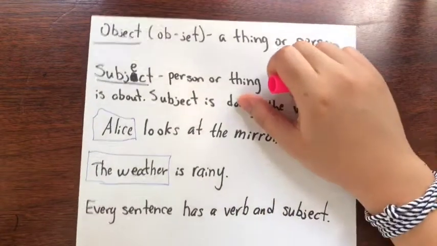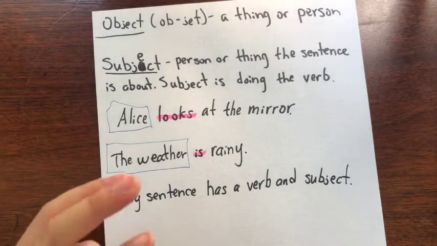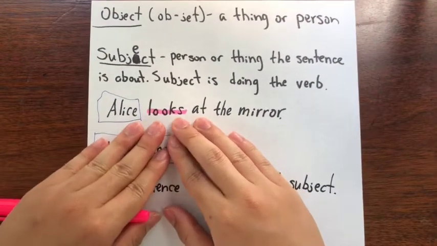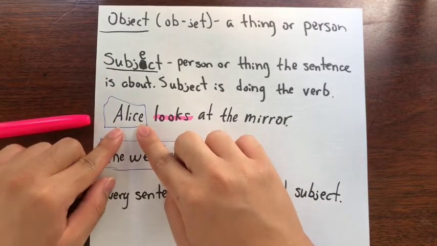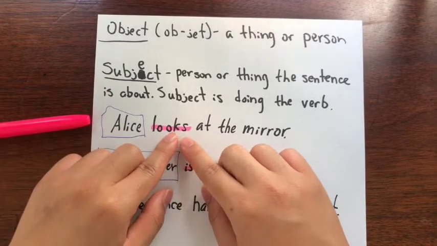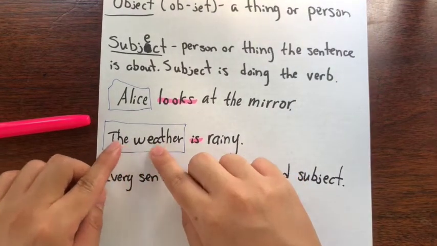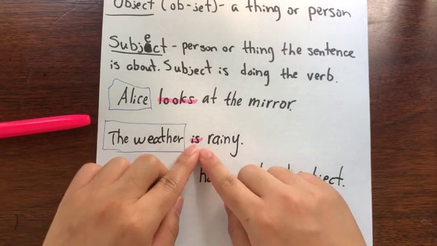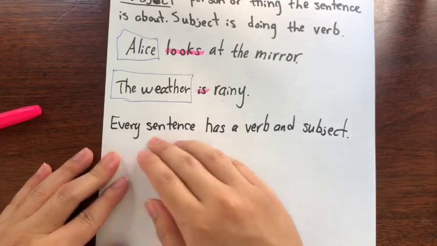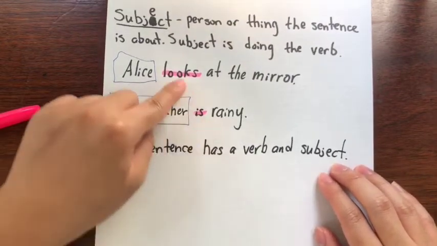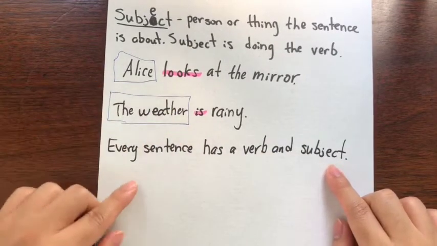So I'm going to color the verbs in pink. So in the sentence, Alice looks at the mirror. The subject is Alice. The verb is looks. The sentence, the weather is rainy. The weather is the subject. Is is the verb. Again, so every sentence has a verb in pink and a subject, the blue square here.